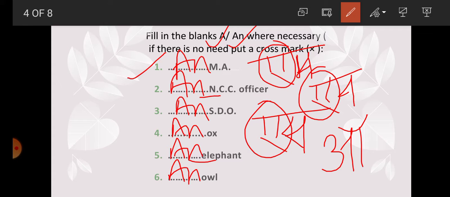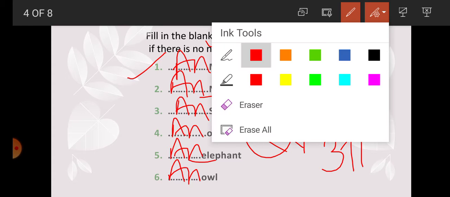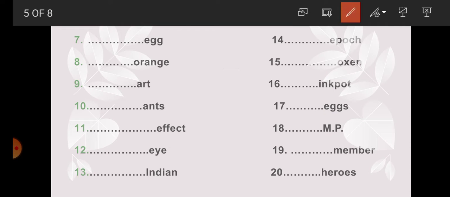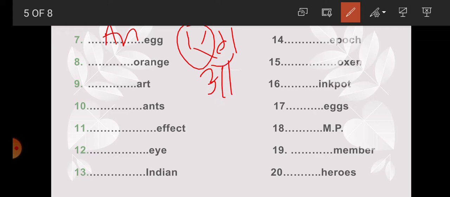So students, here all the questions are of vowel sound. Now next one is, students, dash egg. Egg. Egg starts with how do we write here, students? Egg. A. A is what? Vowel sound. So write an here. Number 8, dash orange. Orange again, students, starts with O. So O is what? Vowel sound. So write an. Next, dash art. Art. A. Again here, students, A. A is which sound? Vowel sound. So write an.